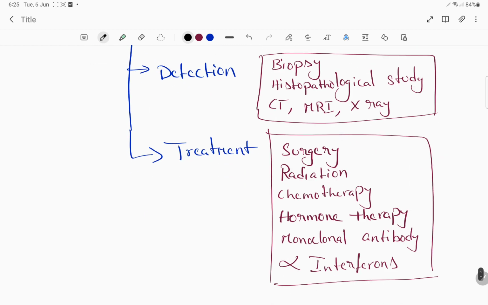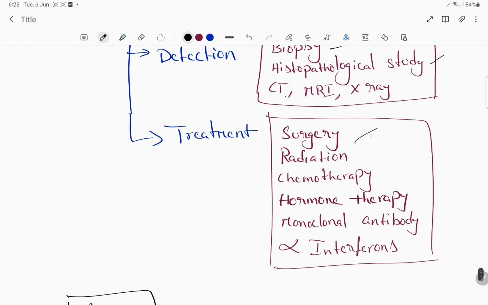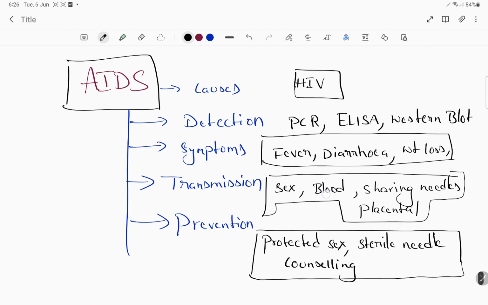Mainly detection will happen by biopsy test. For a biopsy, they'll take a slice of the tissue and send it for histopathological studies. And through CT, MRI and X-ray, through radiological studies, we can also detect the cancer. Surgery will be the first option. If not surgery, they'll go with radiotherapy, chemotherapy, hormone therapy, monoclonal antibodies and alpha interferons. This is the treatment. And next, coming to AIDS.